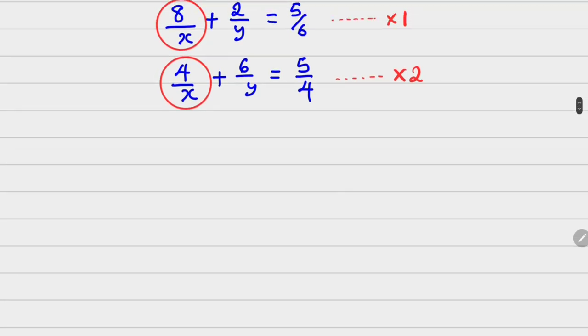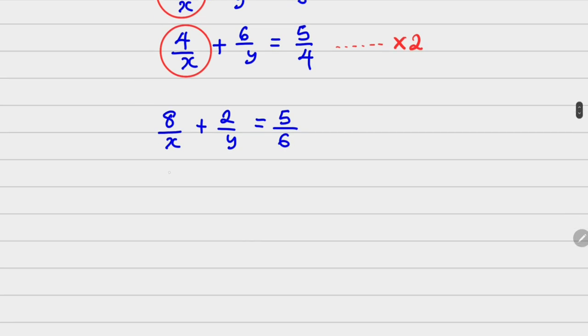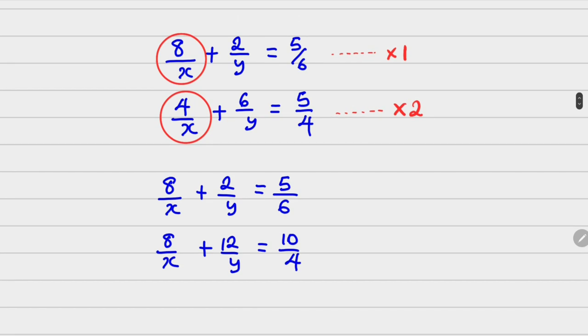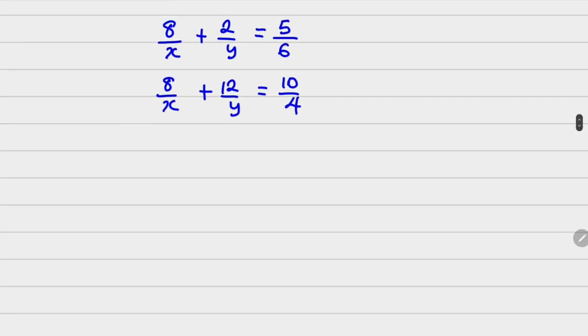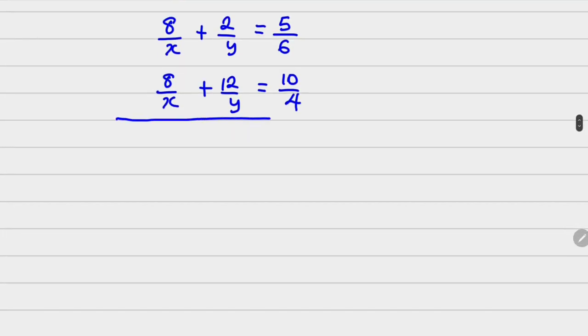So doing that, I'm going to have 8 over x plus 2 over y is equal to 5 over 6. The first one remains unchanged, but the second is going to be 8 over x plus 12 over y is equal to 10 over 4. What has happened here is that everything has been multiplied by 2, so take note. Now, since we have this, I can subtract to eliminate anything that has to do with x.